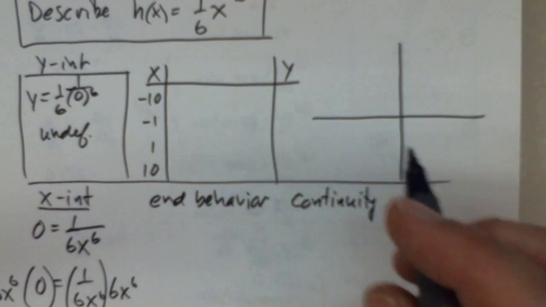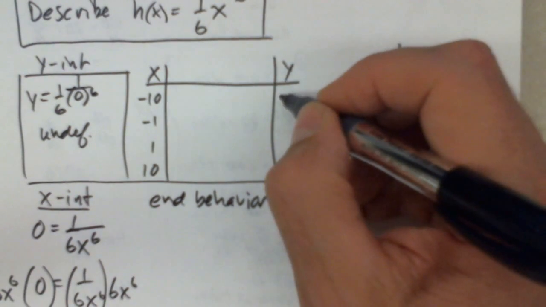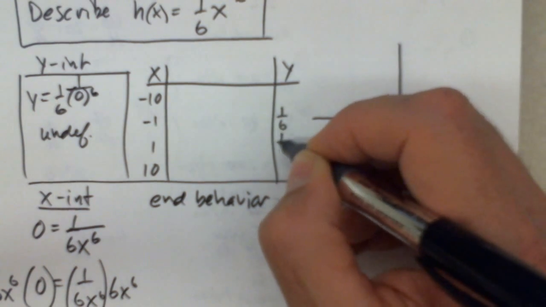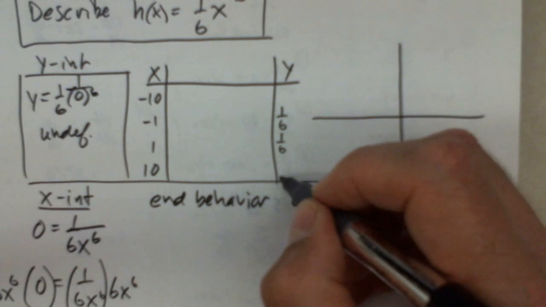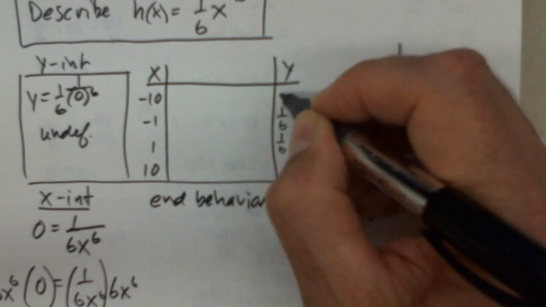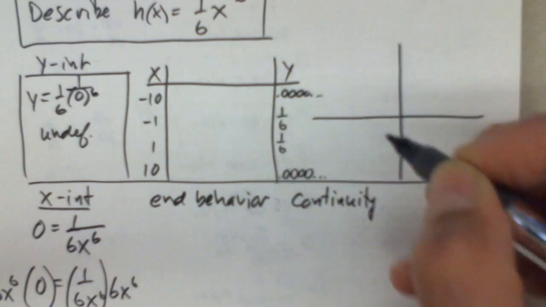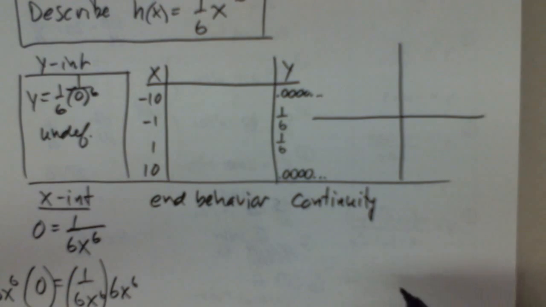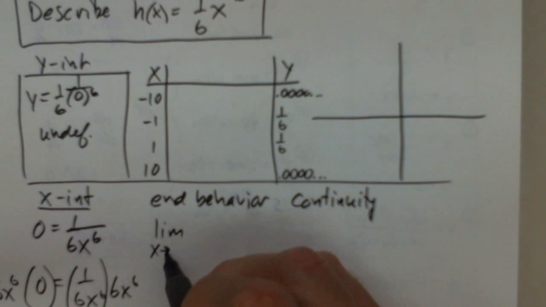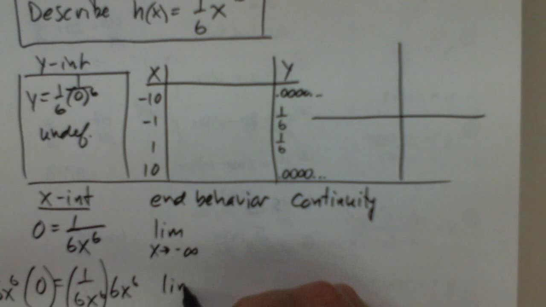In the table, we get a very small number here. We get 1/6, 1/6, and then a very small number here, 0.0000, etc., 0.0000, and then some numbers out there. The limit as x goes to -infinity, the limit as x goes to infinity.